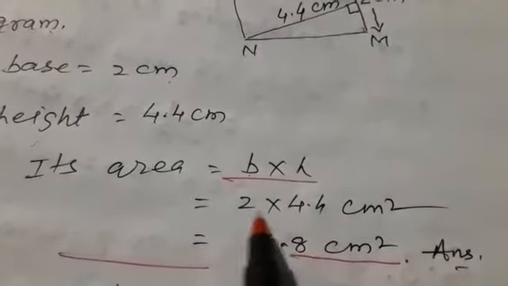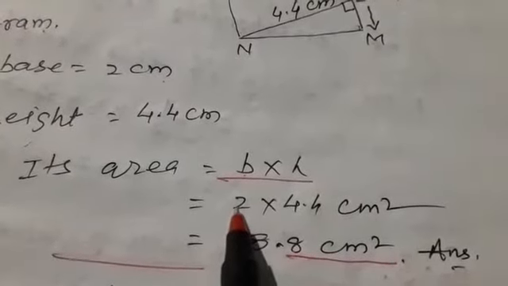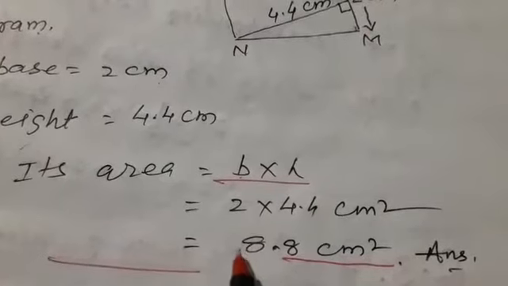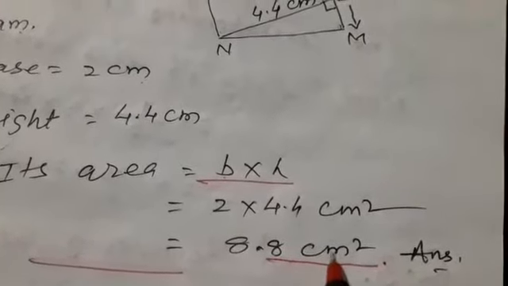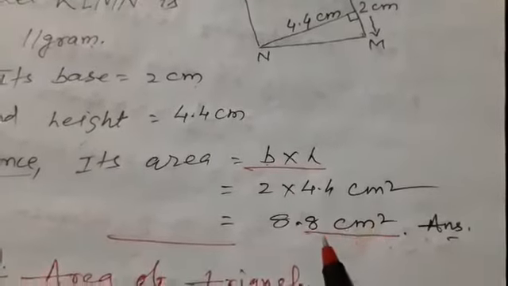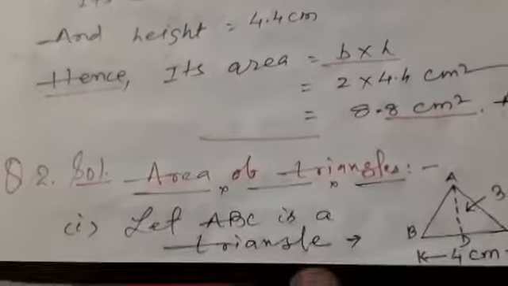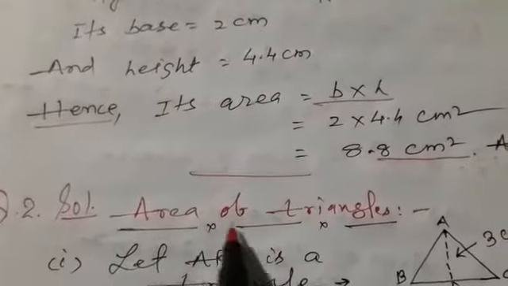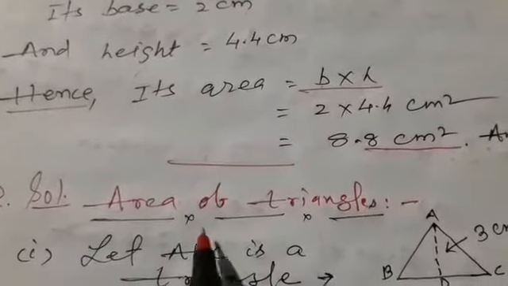So we find the product of 2 and 4.4, that is 8.8 centimeter square. It is the area of given parallelogram. Question number second is find the area of given triangles.